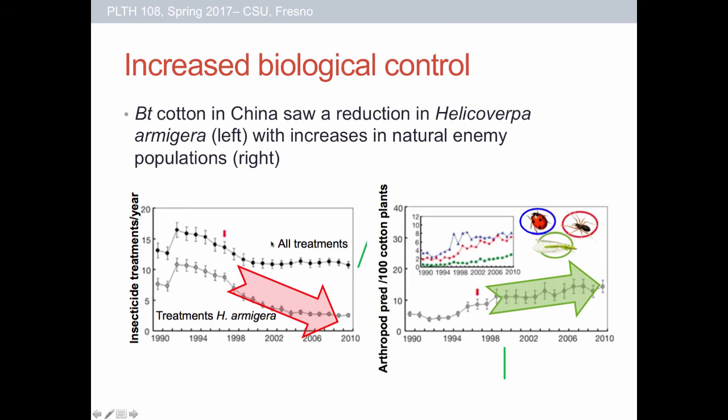And similarly, when Bt cotton was first introduced to China, they were monitoring the amount of sprays as well as the amount of biological control in the system. And when they saw a general decrease in the number of insecticide treatments per year after Bt was brought in, they also saw an increase in the amount of biocontrol left in the field, because you generally weren't spraying the biocontrol directly, you were getting the dose of Bt by consuming the plant.